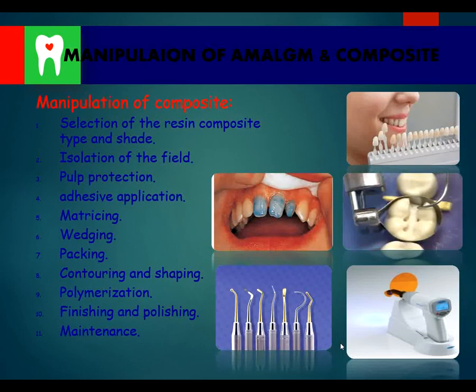In case of composite restoration, first step is selection of resin composite type and shade, isolation of operating field, pulp protection, adhesive application, matrix band application, wedging, packing, contouring and shaping, polymerization of composite, finishing and polishing, and maintenance.